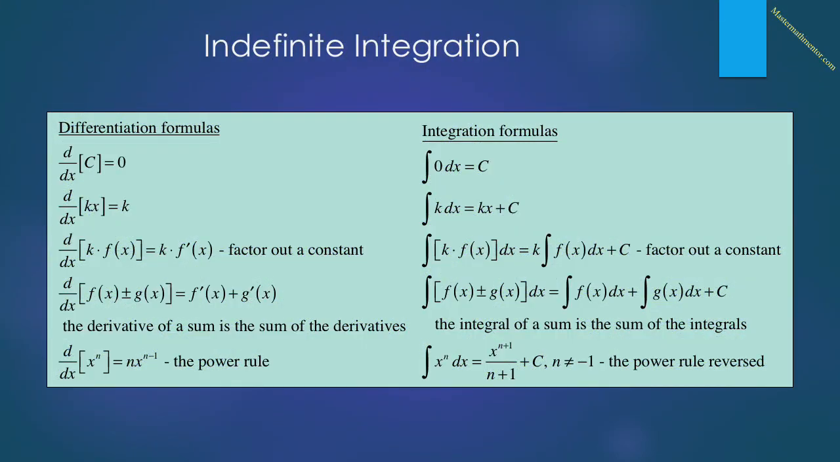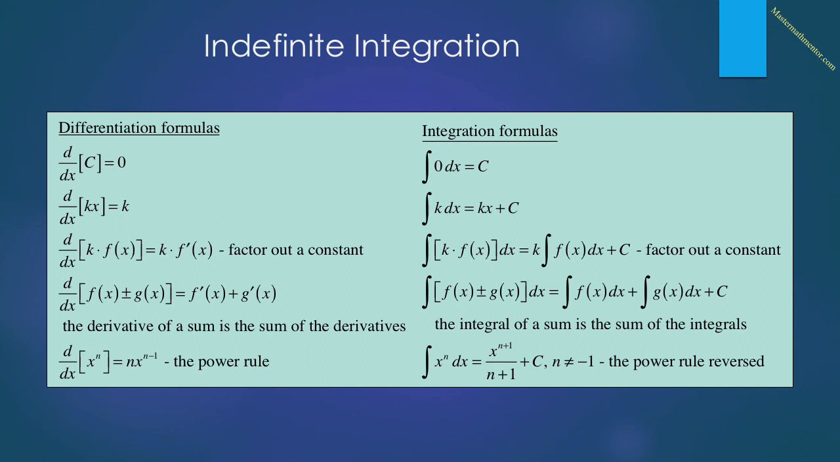Because integration is the inverse operation of differentiation, every differentiation rule will have a corresponding integration rule. So the derivative with respect to x of a constant is 0, and therefore the integral of 0 dx is c. The derivative with respect to x of kx is equal to k, and therefore the integral of k dx equals kx plus c.